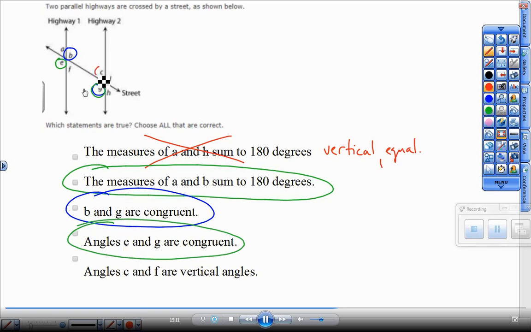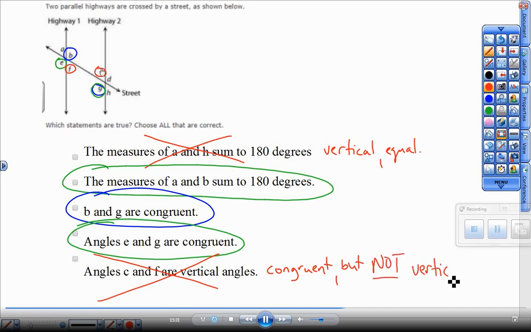And then angles C and F are vertical, and that is false. The only vertical angle from C is really this H angle. The only angle vertical to F is this A angle. Vertical needs to be straight across. Those two are vertical angles. These two are vertical angles. These are congruent and equal, but not vertical.